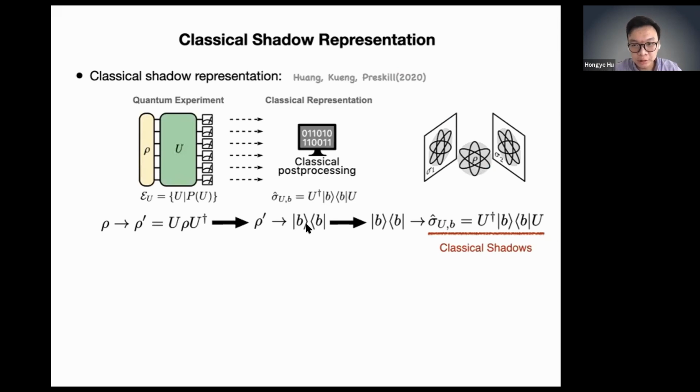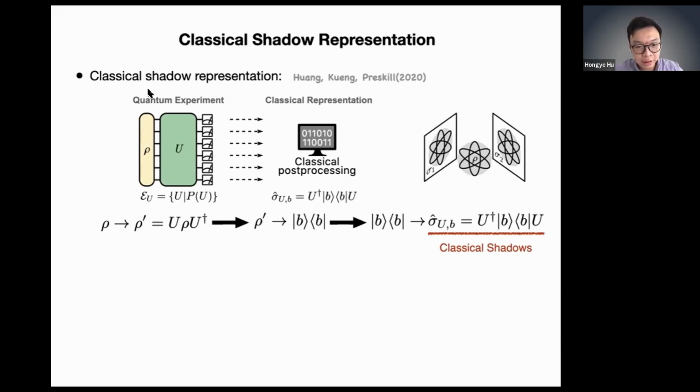Then on a classical computer, we calculate the back evolution of the |b⟩ state with the corresponding unitary we used in experiments to get this sigma hat. This sigma hat is what people call classical shadows. Equivalently, we can think we're doing some complicated projective measurement directly on the underlying state, but this projective measurement is the back evolution of the computational Z-basis measurement. After this projective measurement, the quantum state will collapse to the classical shadow sigma hat.